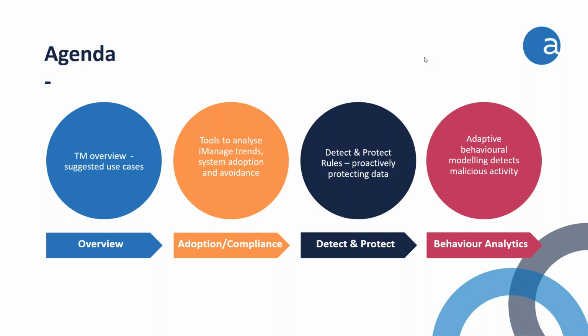But we also have behavior analytics. This is the real brains of Threat Manager. Threat Manager builds behavioral models for each user. It learns over time how people typically use iManage Work and other tools like Share and the mobile app. So it knows that typical behavior, and therefore it can assess what is atypical behavior. It also builds models for peer groups as well.